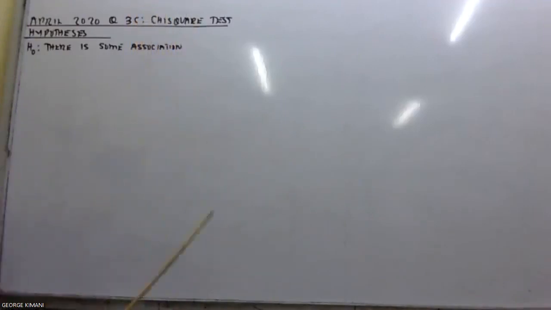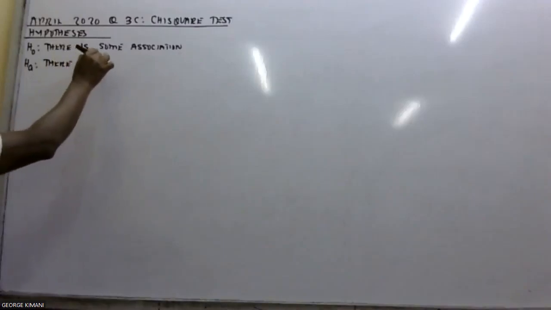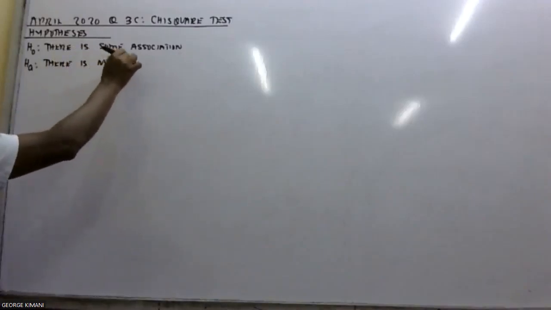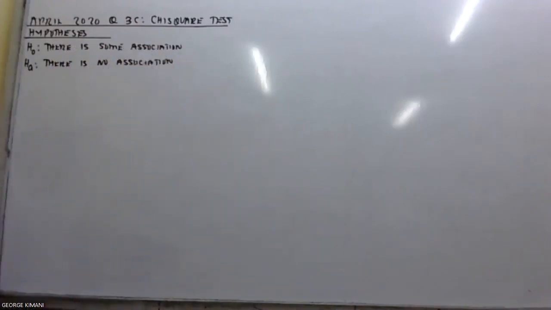Ama uiache hivyo. Ukiacha hivyo, that is now a general. Anytime you have a chi-square, inakaa hivyo. Then in the alternative, we say there is no association. There is no association.